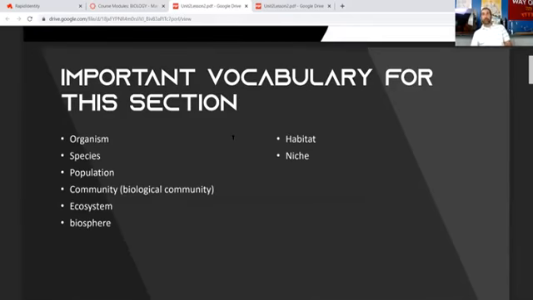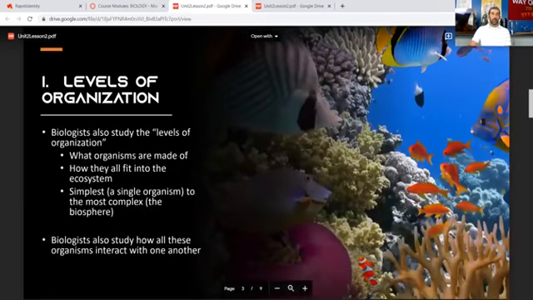All right, you will have some important vocabulary for this new section. Organism, species, population, community or biological community, ecosystem, biosphere, which you've already heard, and then you'll have 2 new ones as well called a habitat and a niche, okay? Levels of organization. How would we organize all of this? What would we call all of this is the question.